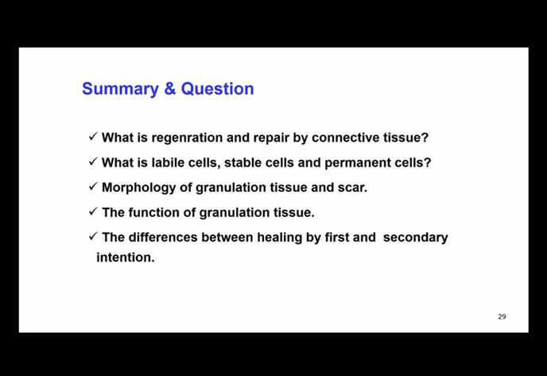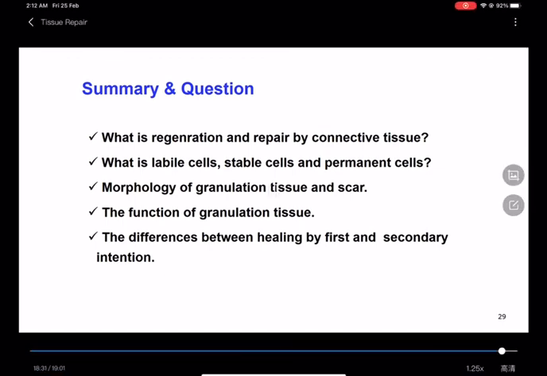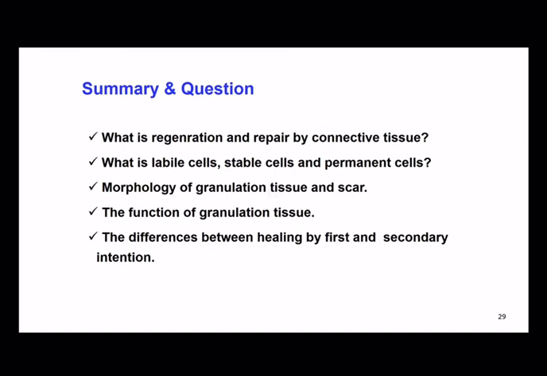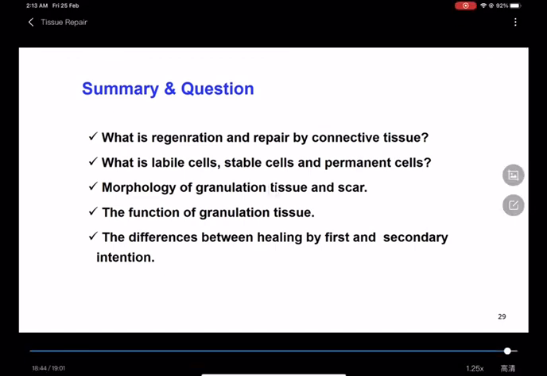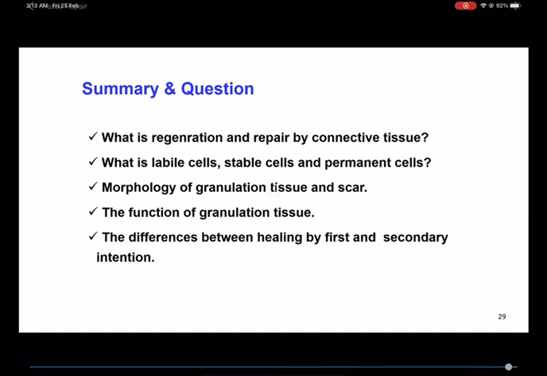Okay, now let's take a summary. We talked about cell proliferation, cell cycle, proliferative capacity of cells, regeneration and repair by connective tissue. We also talked about the pathological appearance of granulation tissue and scar. At last, we talked about healing by first and second intention.